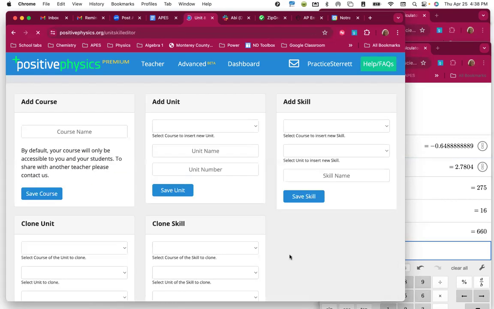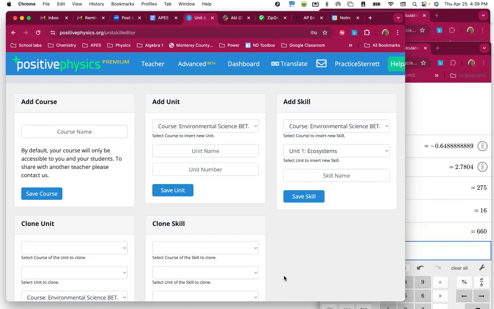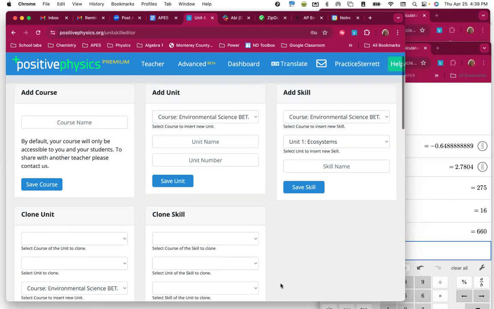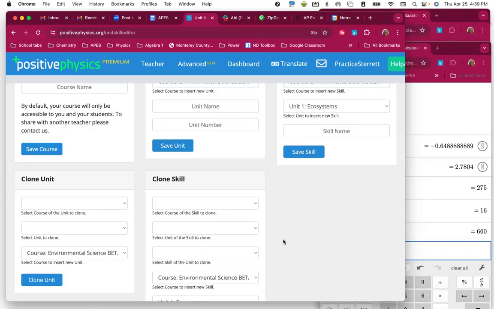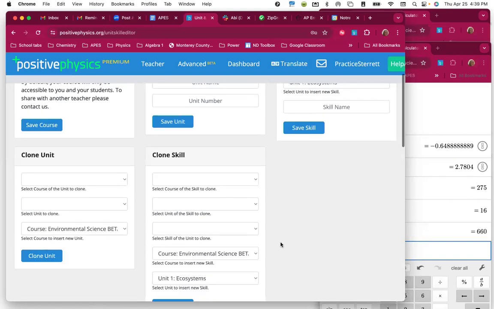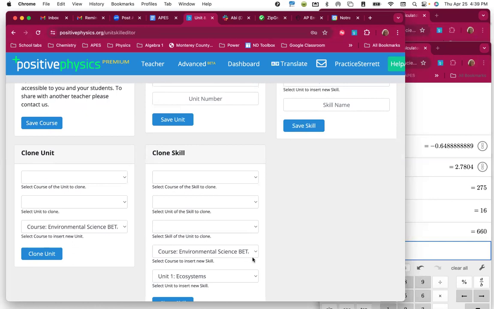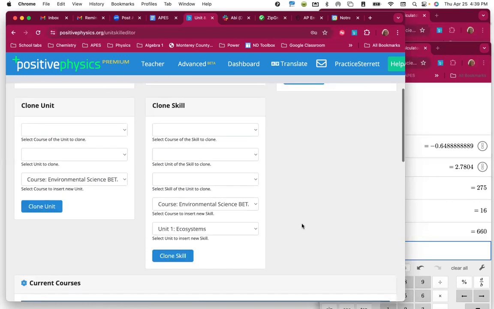You could make your own course and add your own questions that you created. Another thing you can do is clone an existing course and then edit stuff. So where it says clone unit or clone skill, if you want, you could clone Chelsea's environmental science class, and then you could add stuff or remove stuff or really personalize it if you want to. Yeah. Okay, awesome.